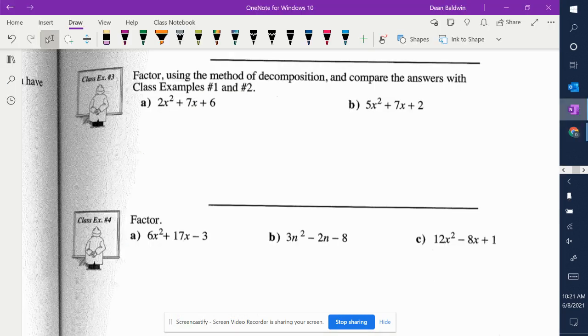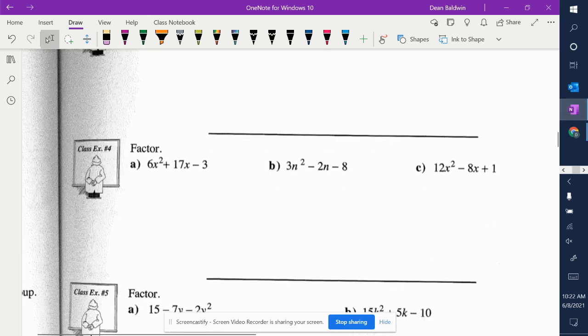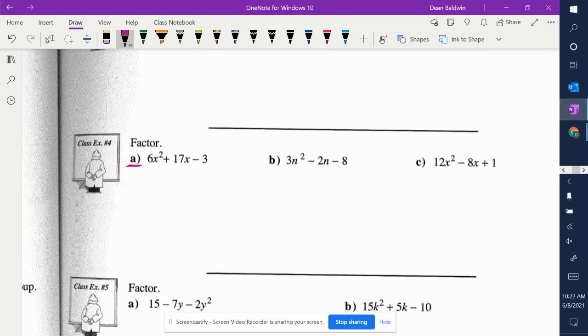Okay, so we know the steps now. All right, you multiply the first and last term. So let's do this one: 6x squared plus 17x minus 3. Ask yourself, is there a common factor you can take out? No. So what's the first step? Multiply the first and last.